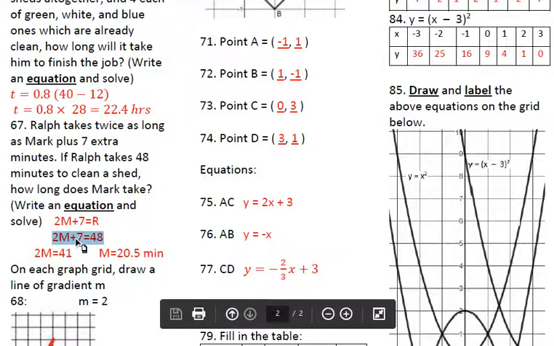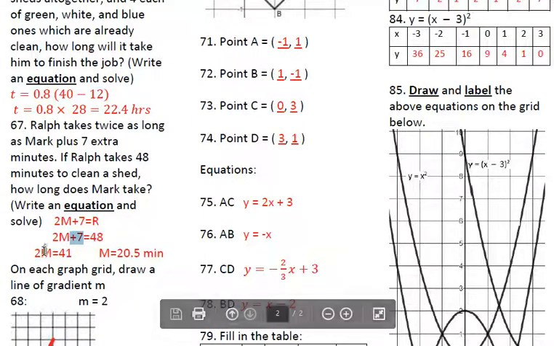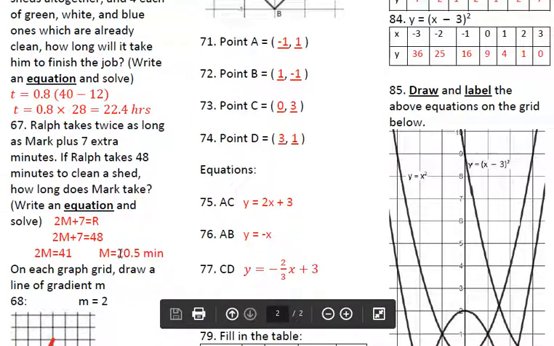So take the plus 7 over here and then move it onto the other side. It becomes minus 7, so it becomes 41. And you're left with 2m because the plus 7 is no longer there. So 2m equals 41. And so a single m is going to be 20.5. Just divide by 2. 20.5 minutes.